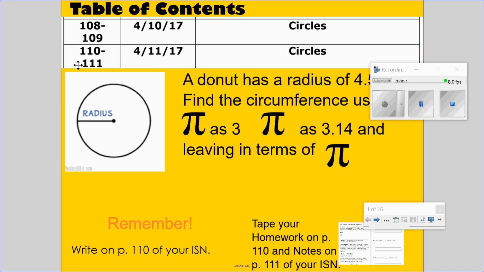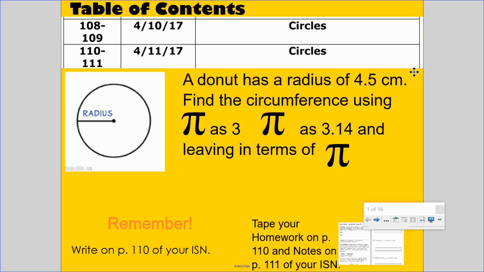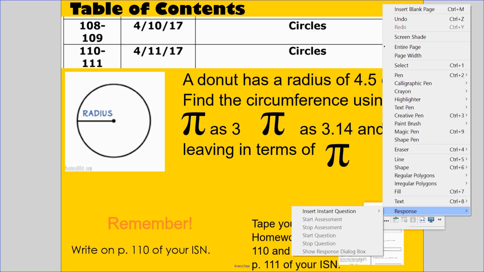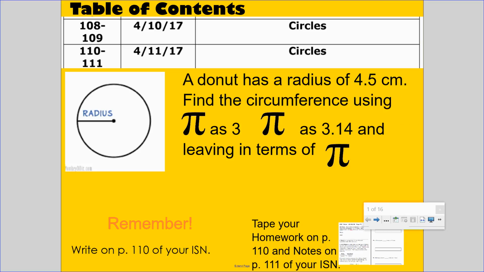Hello again. This lesson is over circumference of a circle. There's a donut. It has a radius of 4.5 centimeters. I'm going to label this picture so I know this. So this donut has a radius of 4.5 centimeters. Find the circumference using pi as 3, pi as 3.14, and leaving it in terms of pi.